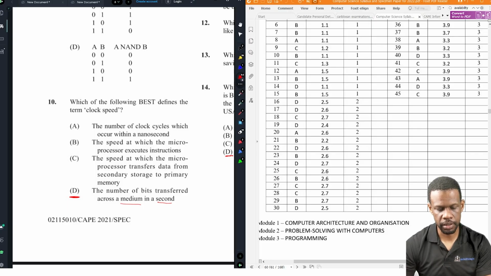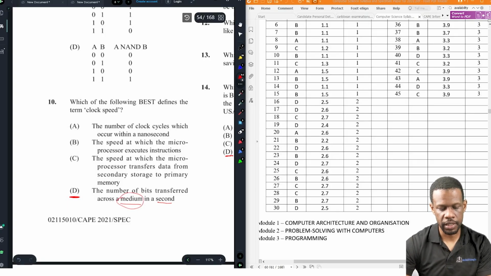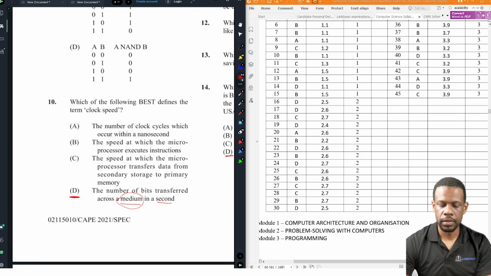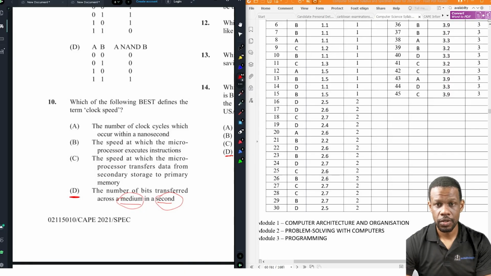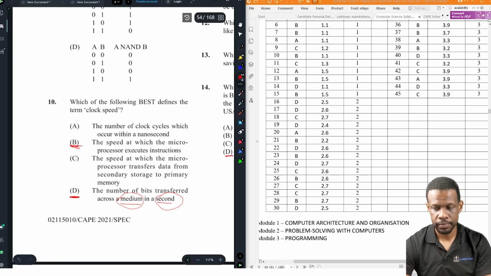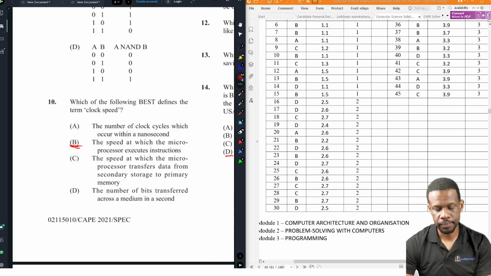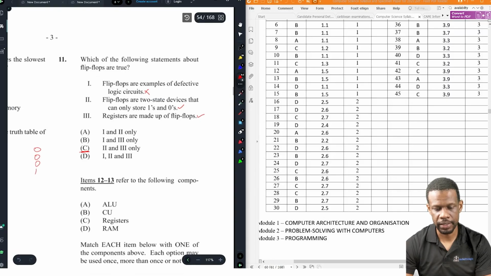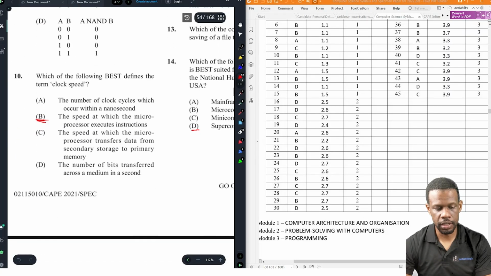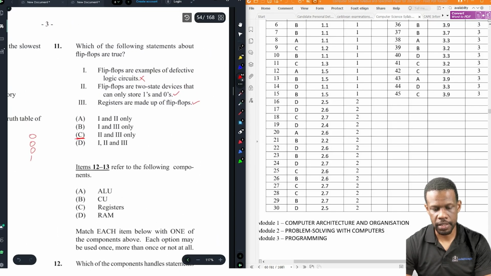Number of bits transferred across a medium in a second. Alright, you see this medium thing here? That's almost like transferring data over a network. But the fact that they have seconds here, that's closer to clock speed than anything, because per second is literally hertz. So I would think that hertz would be the measurement. This one has nothing about per second, but they put B. B it is. They should say something about seconds though. Alright, so we're changing number 10 to B. I concede.